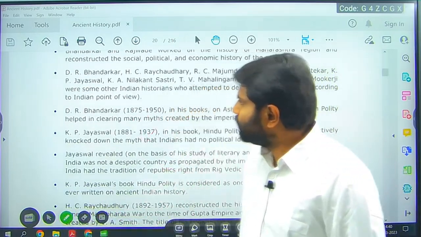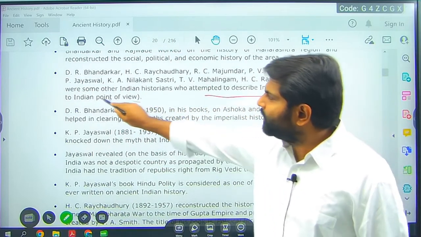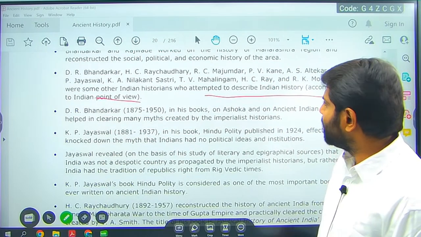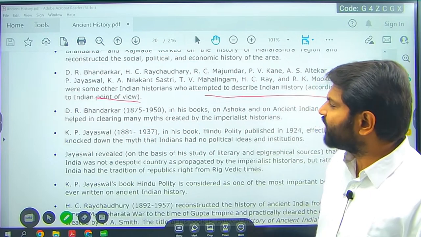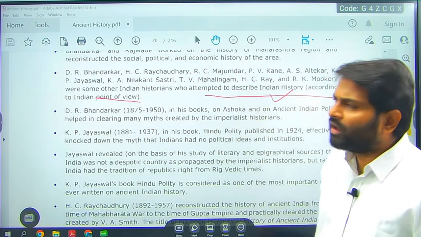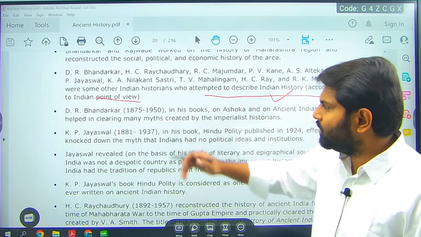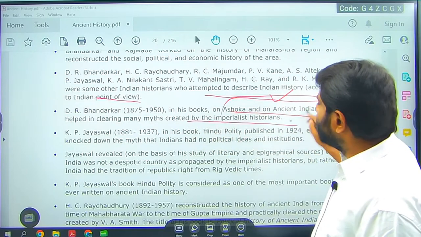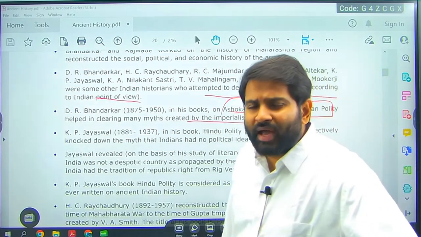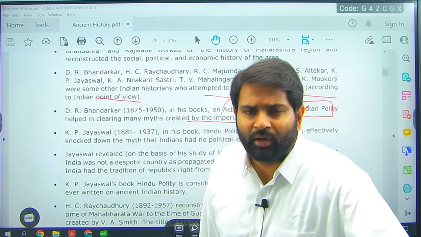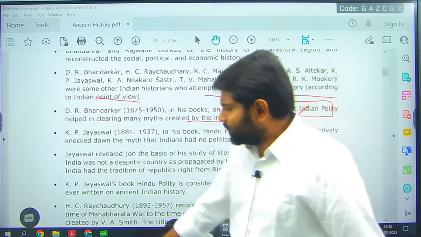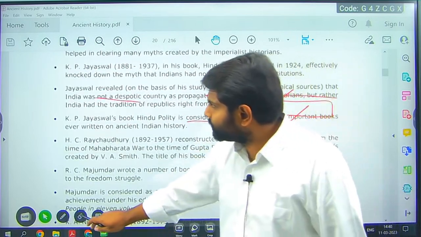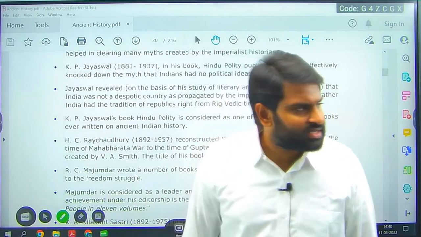So others tried to prove the Indian point of view. The other people, Bhandarkar, Raychaudhuri, Majumdar, Kane, Altekar, Jayaswal, Nilakanta Sastri, Mahalingam, R.K. Mukherjee were some of the other Indian historians who attempted to describe Indian history from the Indian point of view. So Bhandarkar, in his books on Ashoka and ancient polity, helped in clearing many myths created by imperial historians. Now all the biases and myths created by the imperialists had to be countered by Indian historians. Giving history without bias is very difficult. So now I hope you have started understanding the importance of history.